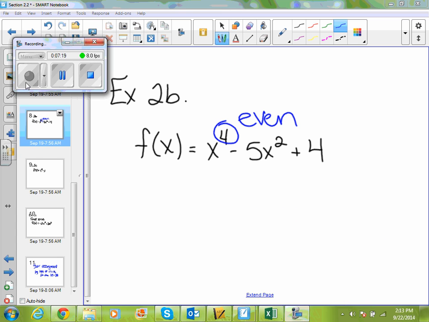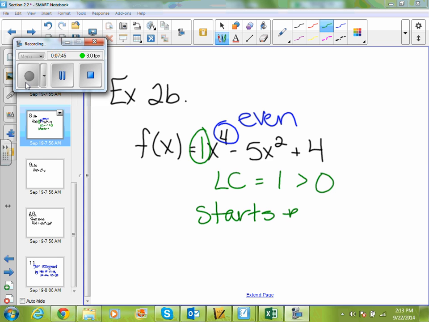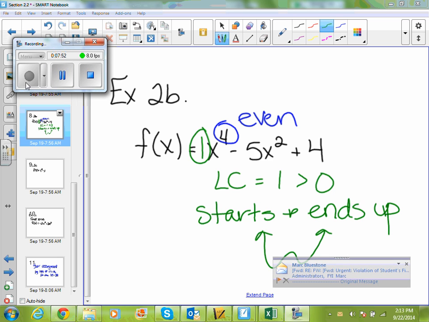Okay, we'll try that again. Okay, so 4 is even, so it's going to be an even function. There is no number out front, which actually means that there's a 1 out front. So that means that my leading coefficient is 1, which is greater than 0, because it's a positive number. So I'm going to apply my even function rules for a leading coefficient greater than 0, which tells me that my graph starts up and ends up. So it's going to look something like that.